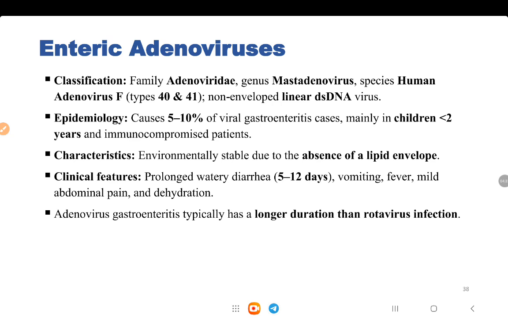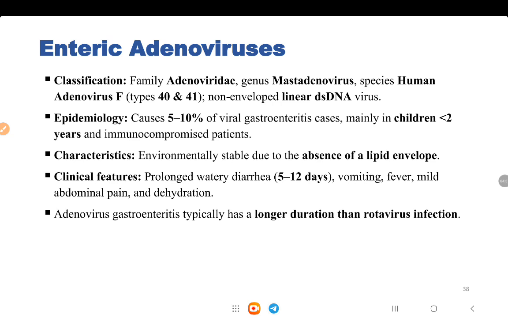Clinical features of enteric adenovirus infection include prolonged watery diarrhea lasting 5 to 12 days, vomiting, fever, mild abdominal pain, and dehydration. Adenovirus gastroenteritis usually has a longer duration than rotavirus infection.